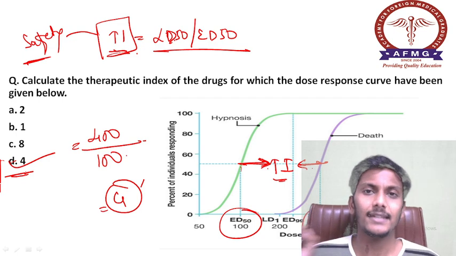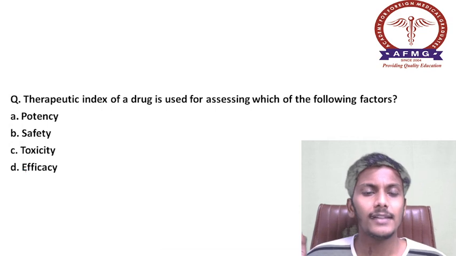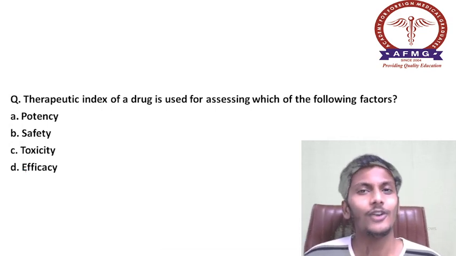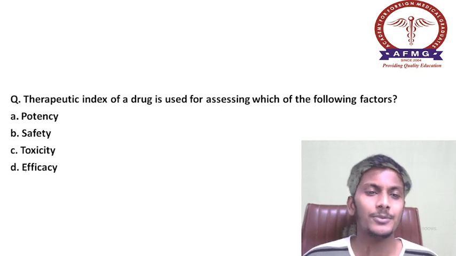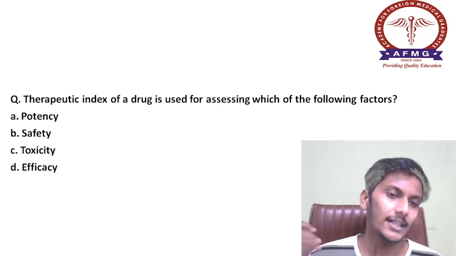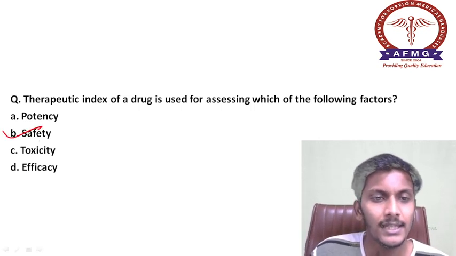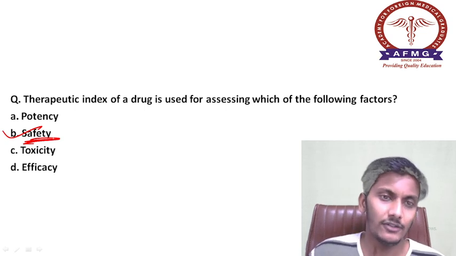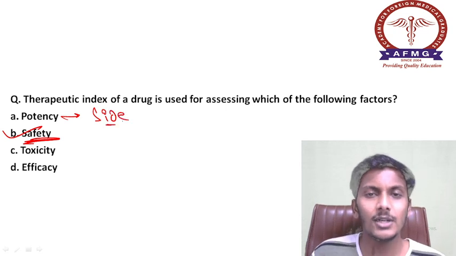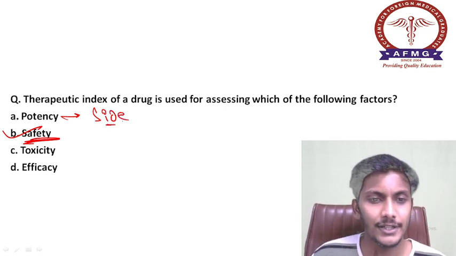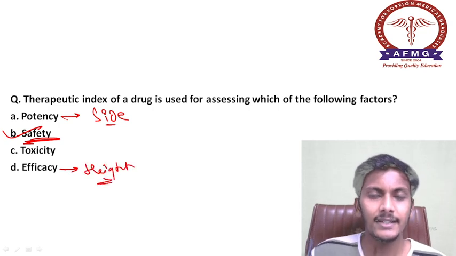Therapeutic index is the indicator of safety of a drug. Moving further, therapeutic index of a drug is used for assessing which of the following factors? We have just discussed this. Options are A, potency, B, safety, C, toxicity, and D, efficacy. So please remember, therapeutic index of a drug is used for assessing option B, safety of a drug. Potency is given by the side of the curve: left sided curve, more potent; right sided curve, less potent. Efficacy is given by the height of the curve: more height, more efficacious.